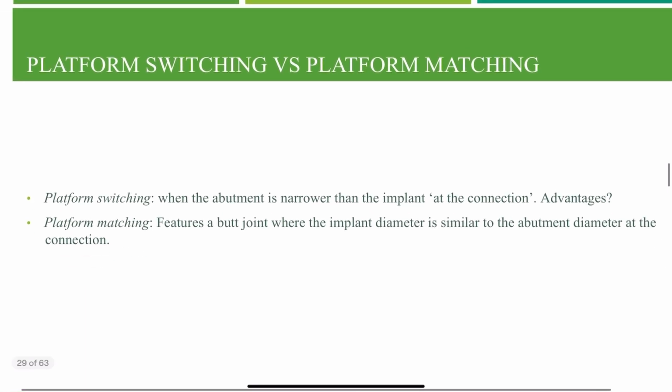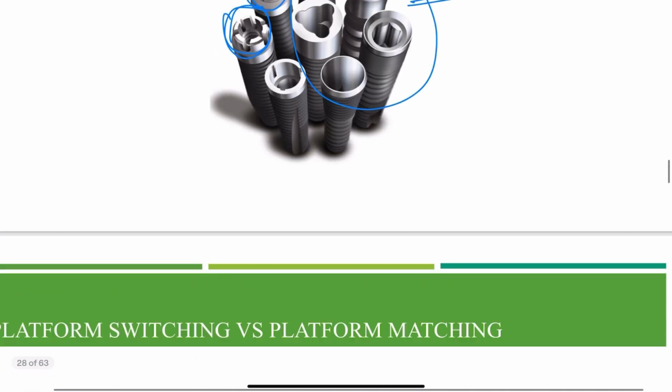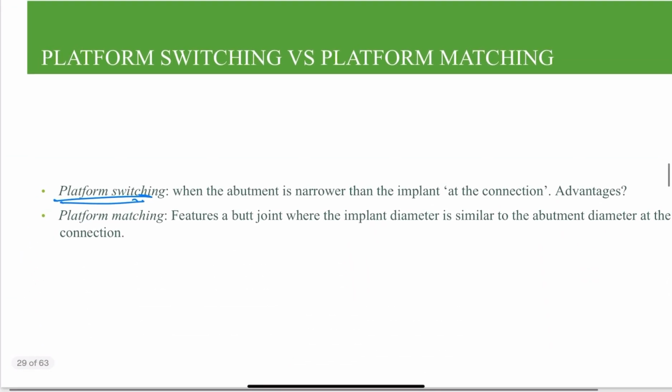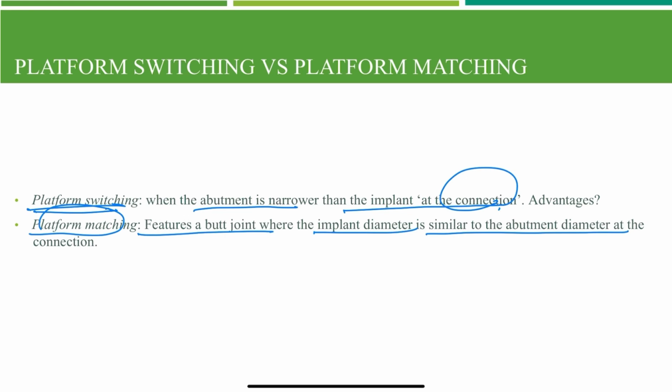Platform switching versus platform matching. Platform switching means when the abutment is narrower than the implant at the connection. Platform matching means it features a butt joint where the implant diameter is similar to the abutment diameter at the connection.